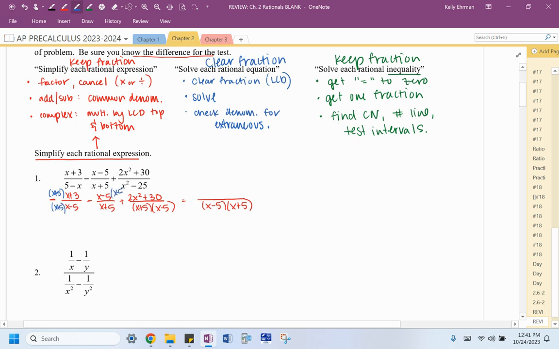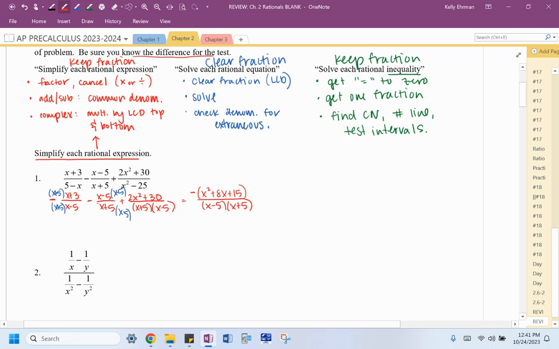The other thing to be careful of are these minus signs. So when I multiply this through, I'm going to do x plus 5 times x plus 3, but there's a negative that's outside of those parentheses. So that's x squared plus 8x plus 15. I'm going to distribute a negative through that when I'm done.